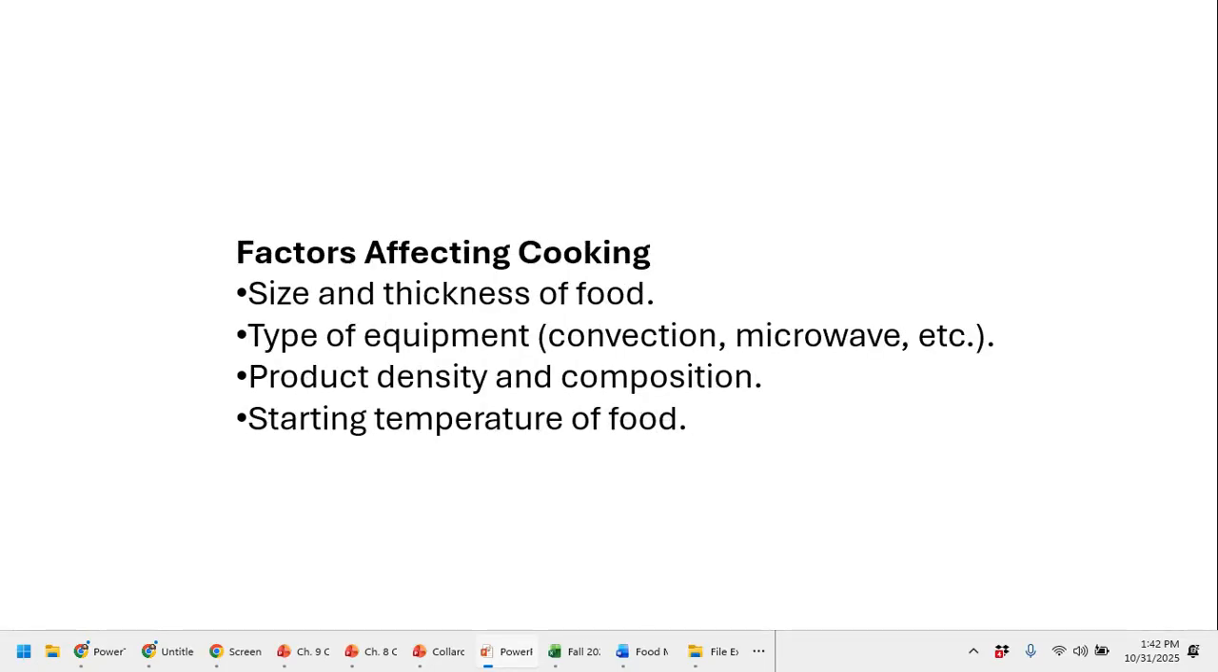Some factors that can affect cooking: the size and thickness of the food, the type of equipment we're using, from regular conventional ovens or convection ovens that have the fan that creates more pressure of that heat on the food, microwave ovens, steam and dry heat convection if we're using combi ovens. All of those things react differently to our foods. Product density and composition, and then the starting temperature of the food as well. If I'm starting that steak and it's just come out of the fridge at, say, 38 degrees versus it sitting out for a few minutes and it might be 45 degrees, it will change the cooking dynamic.